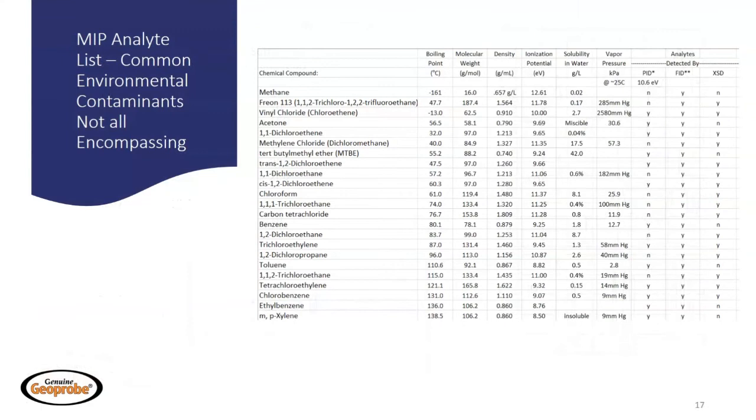Here is a list of some of the compounds that may be commonly mapped in the field using MIP. This list is not all-inclusive and has been derived from the EPA 8021 compound list. It shows important molecular properties as well as which detector they would be detected by. A more expanded list is available on our website.